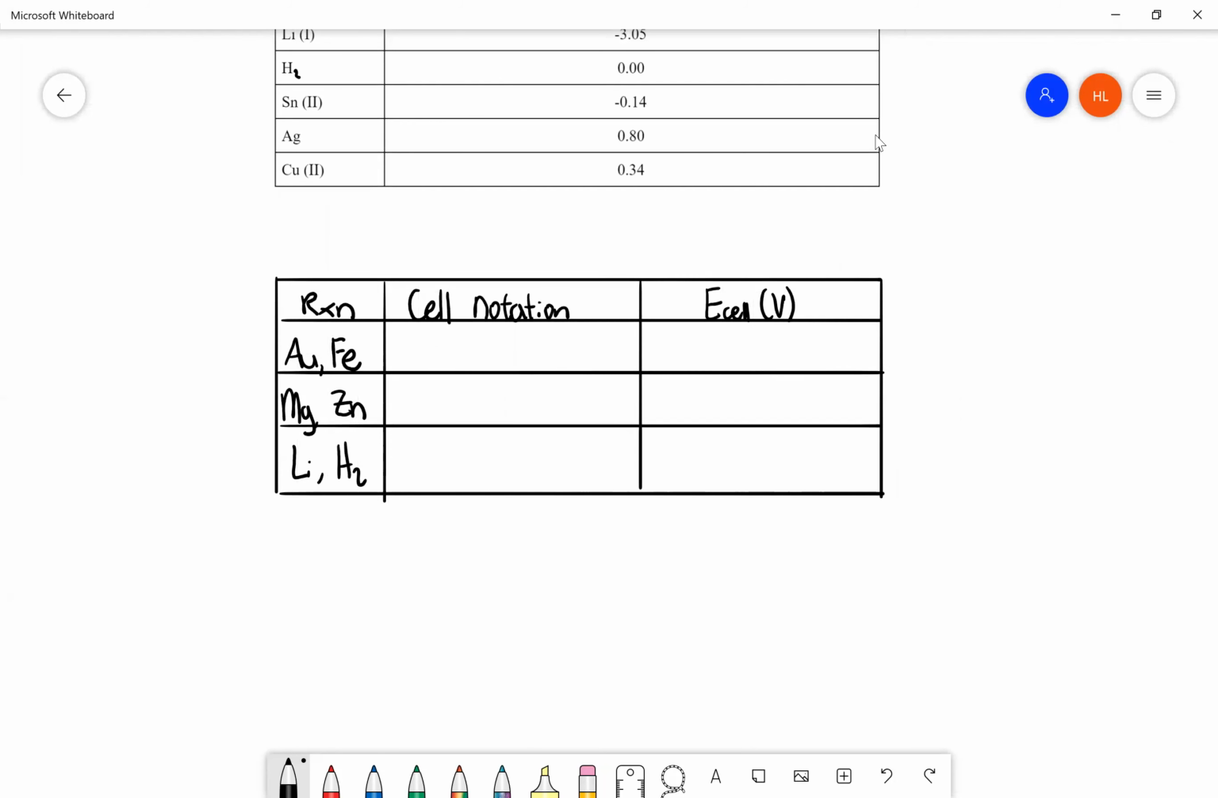I think it's important to keep in mind what E of cell is. For voltaic cells and galvanic cells, we want our E of cell to be a positive number. Remember that E of cell is equal to the standard reduction potential of the cathode minus the standard reduction potential of the anode. So in order to find a positive E of cell, we have to use the chart above to rearrange this equation so that our cathode minus our anode turns out to be a positive number.